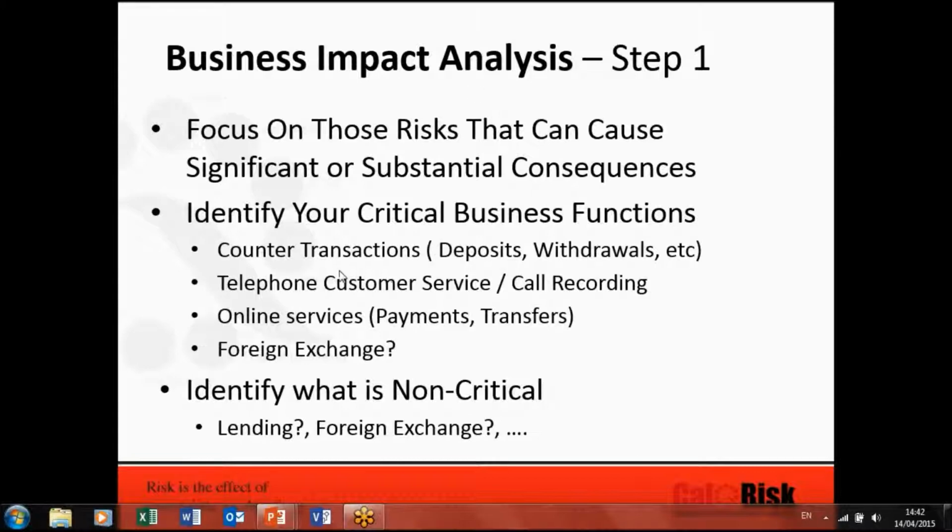How important is the telephone system and call recording? How important are your online services? Do people use your online services to pay bills and to transfer money? How important is foreign exchange? Maybe that's something that is not critical and you can live with that for a couple of days. Lending, again, maybe it's something that you can suspend for a few days while you focus on delivering what you can and trying to get back to normal. So identify your critical functions first.